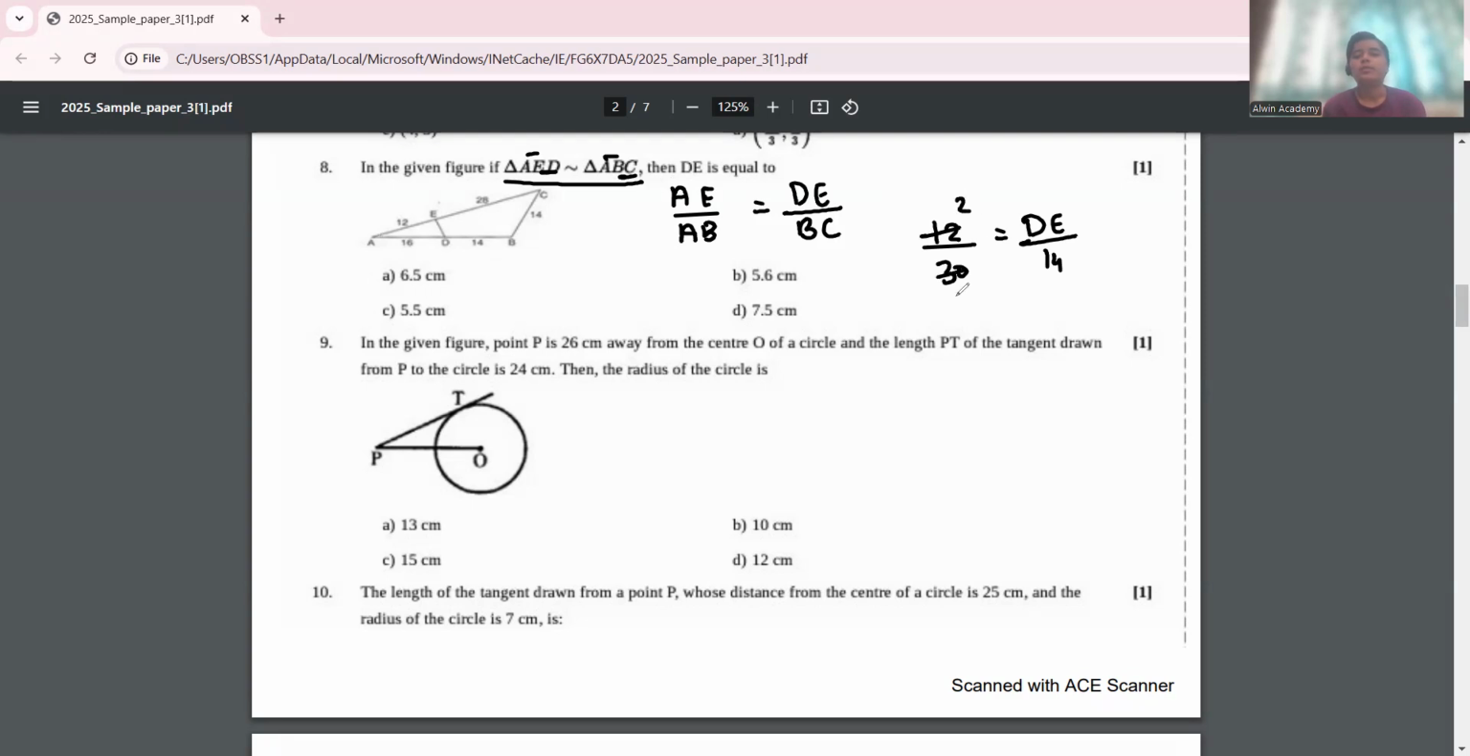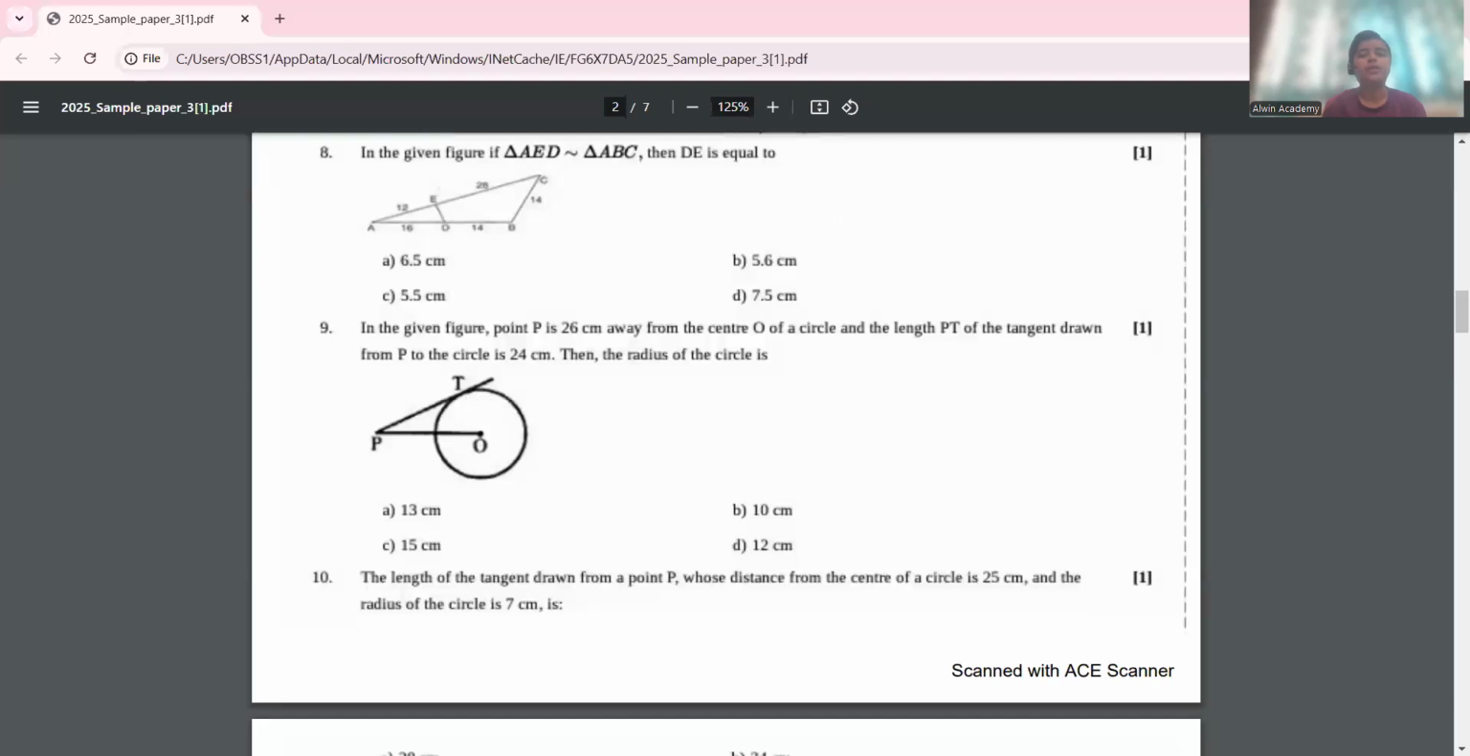6 twos are 12, 6 fives are 30. We multiply it to the other side, that is 28 by 5, which is 5.6. Option number B. Moving on to the next question.